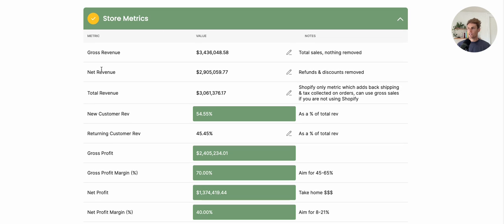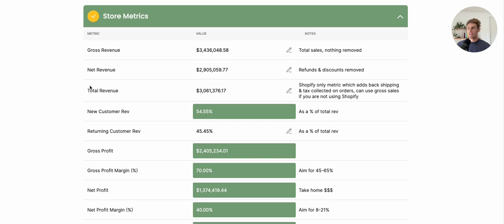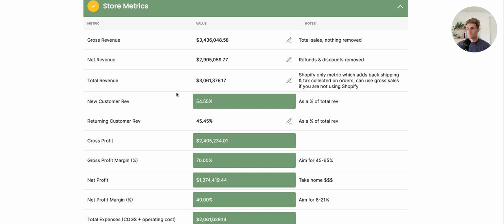Now from here, we're going to go and get some store metrics. All of this comes from your Shopify store. Super easy. Gross revenue is going to be your highest. Net revenue is kind of like what you take home. And then your total revenue is a custom metric that Shopify has, where it adds back in your tax or your shipping, those sorts of additional costs that people are paying.